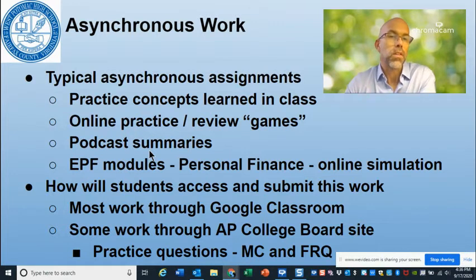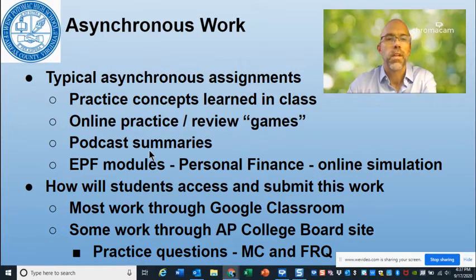The class also involves an EPF module, which is an economics and personal finance module that is an online simulation to give students experience in understanding the basics of finance, writing checks, creating small portfolios and how to buy stocks and diversify, and how to buy your first car, the finances of going to college, the basics of economic personal finance. And so they will receive credit for personal finance through this course.